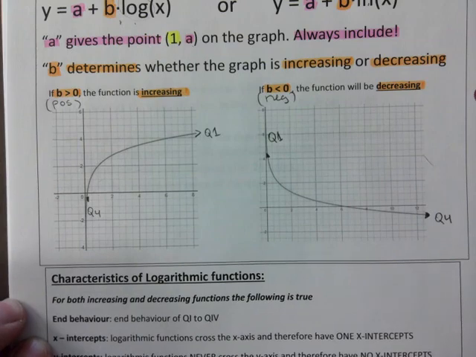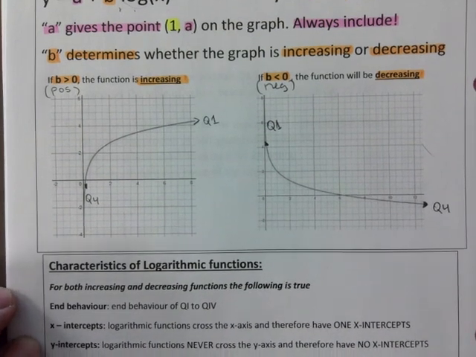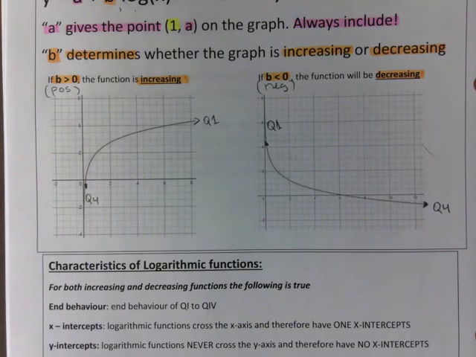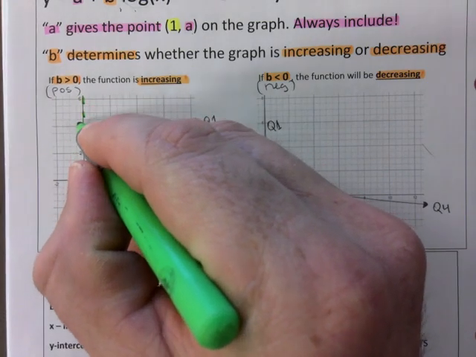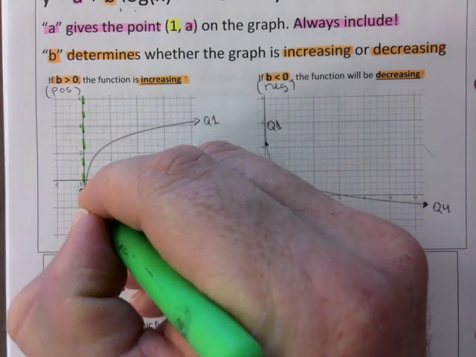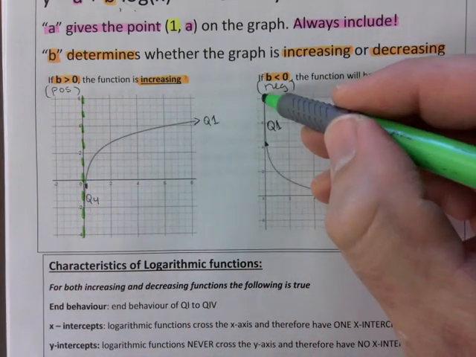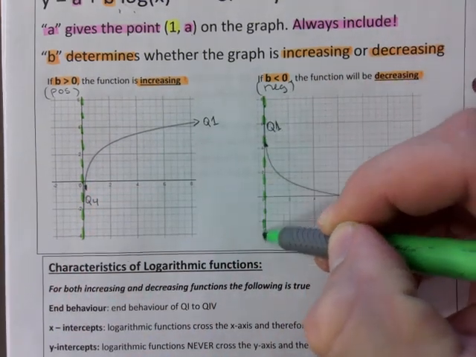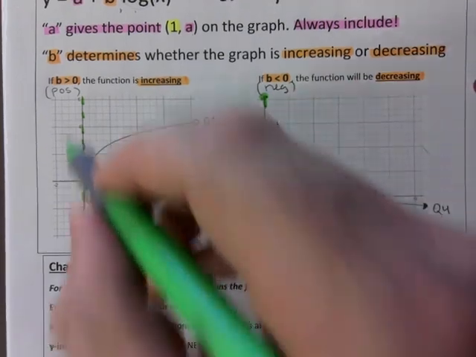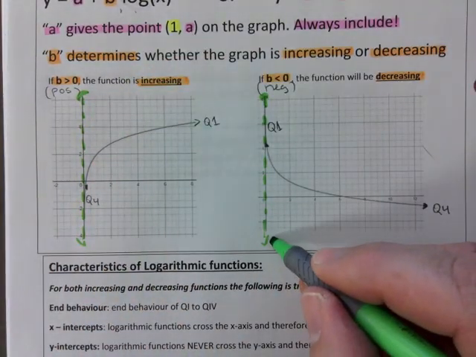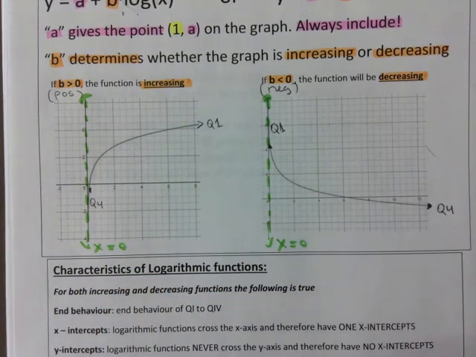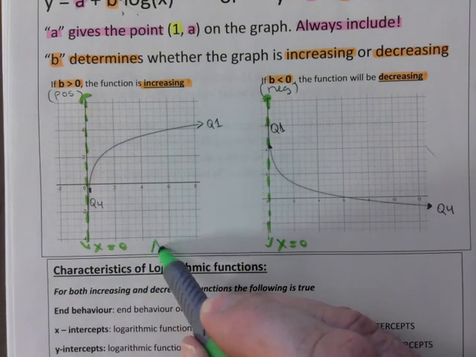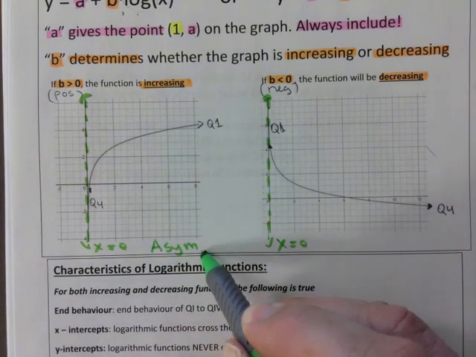I'm going to add that here. And there's also the asymptote, I'm going to use green for it. So the y-axis in this case, it never crosses it. This is the x equals 0 line. And we call that the asymptote.